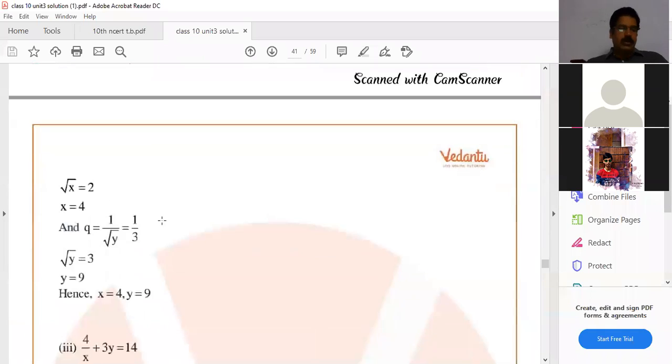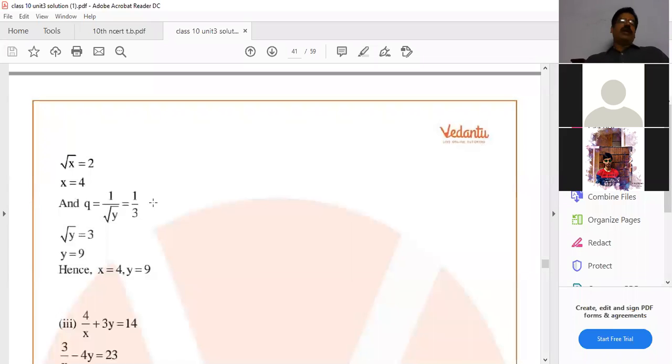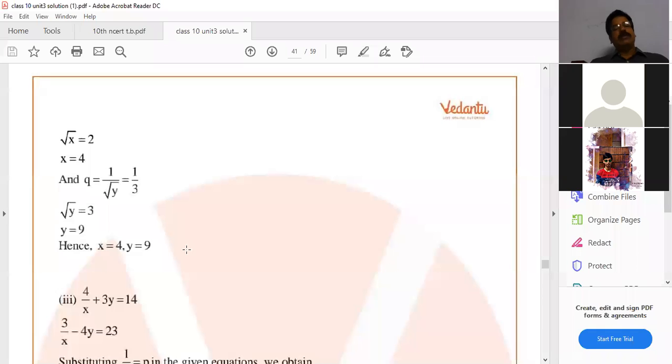2 square means 4. Next, q equal to 1 by root y. 1 by root y equal to 1 by 3. Cross multiplication. Root y equal to 3. Hence, y is equal to 3 square, 9. Hence, my x and y values are 4 and 9.